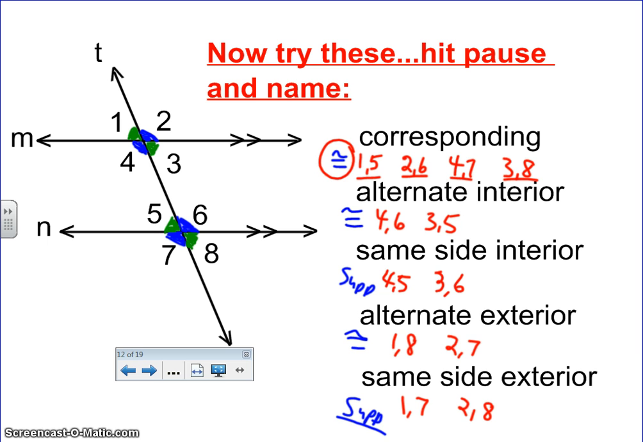I've got alternate interior angles. Those are congruent, 4 and 6, and then 3 and 5. I've got same side interior angles. They're supplementary. They add up to 180, and that's 4, 5, 3, 6. So those are blues and greens. They're different colors. They add up to 180. Alternate exterior angles are congruent. That's 1 and 8 and 2 and 7. And then same side exterior angles, they're supplementary. They're blue and green angles. They add up to 180.